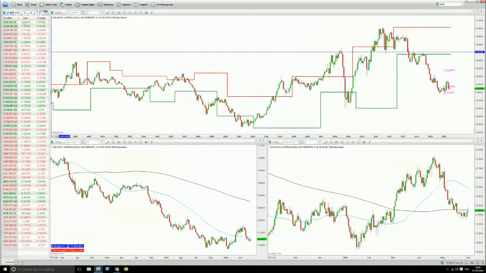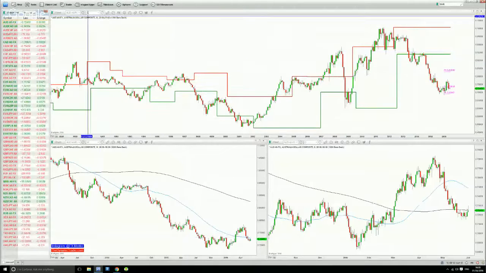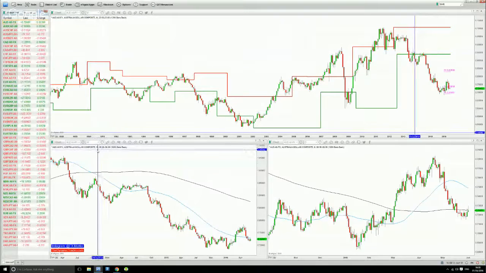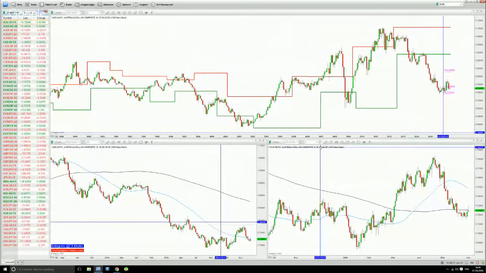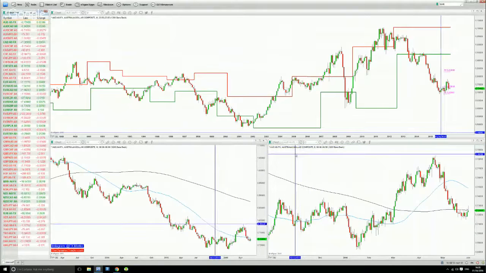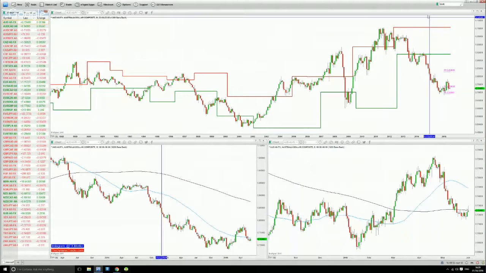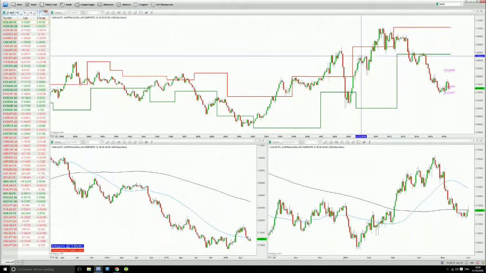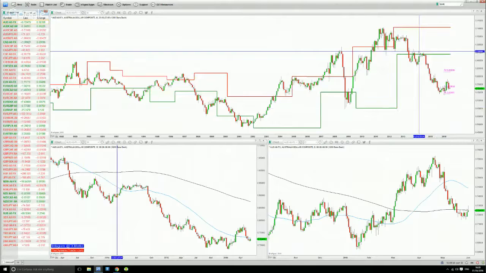Okay, so let's do some analysis. Aussie dollar, US dollar, monthly chart, weekly chart, and the daily chart. As a trend trader, I'm looking for these long-term opportunities in the market. On the monthly chart, I have my major levels of resistance highlighted by the red, and the support highlighted by the green. So these are my major levels of support and resistance.